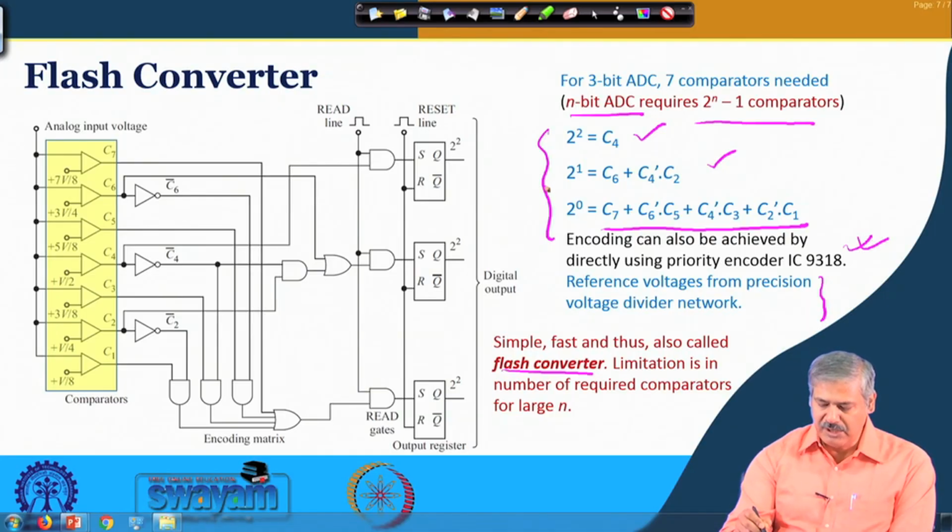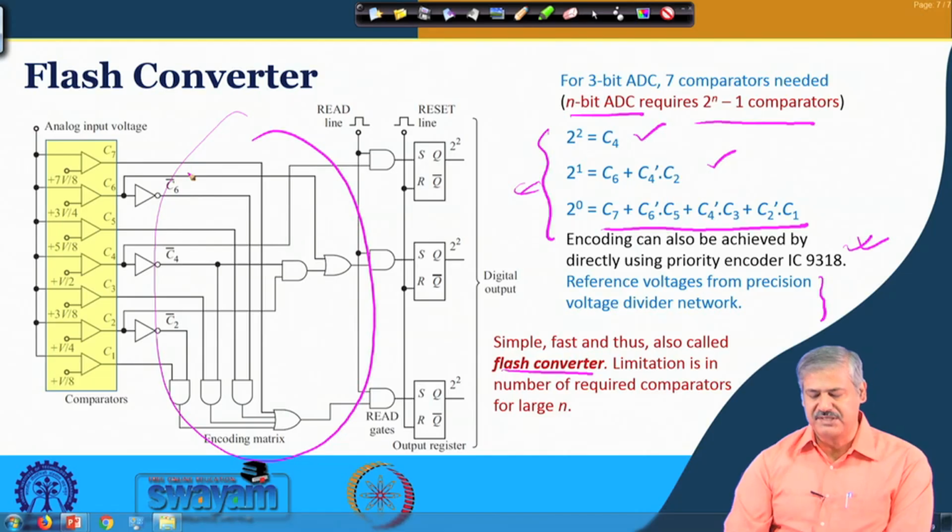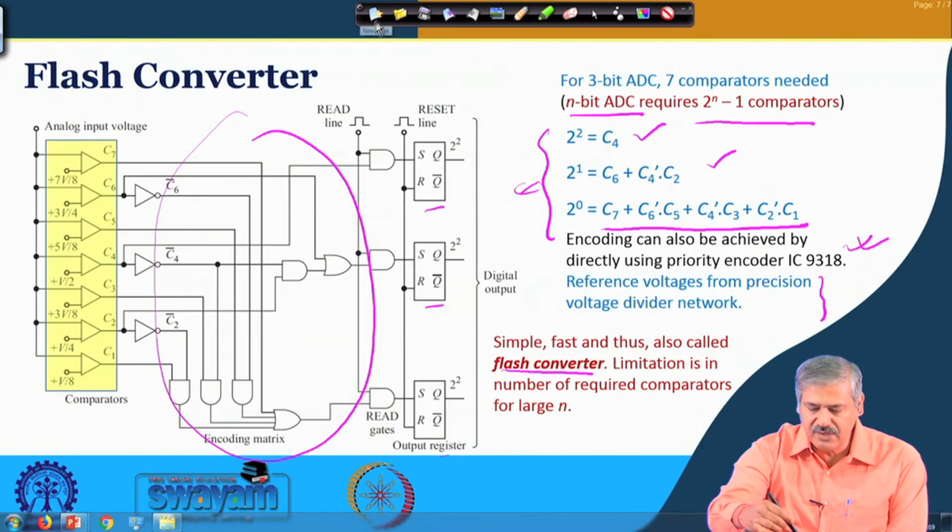And whatever logic you see over here, this logic block that you can see, and finally, the outputs are stored in an output register so that you can use it subsequently. Is it fine? So, this is how a flash converter based ADC can be achieved.